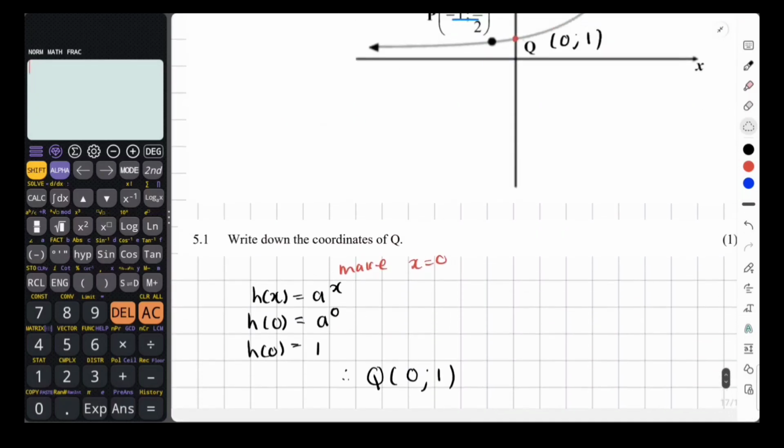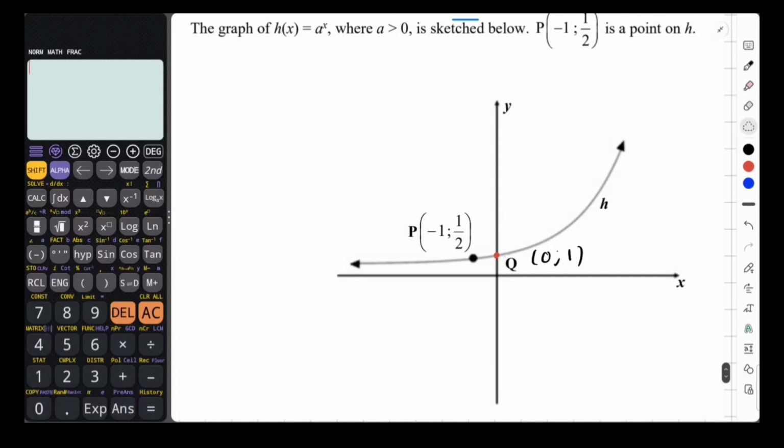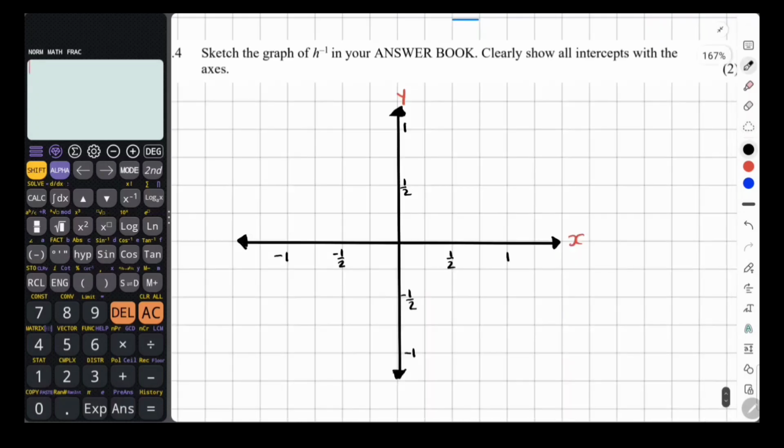Remember, I'm not really using any other extra numbers. I'm only using things that I have on here. So if I see the number -1 and 1/2, I'm going to try and make sure I have that. I also have 0 and 1, so I'm also going to just make sure I have that on both axes just to be safe. Okay, so here is the Cartesian plane.